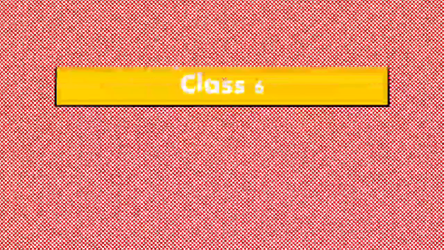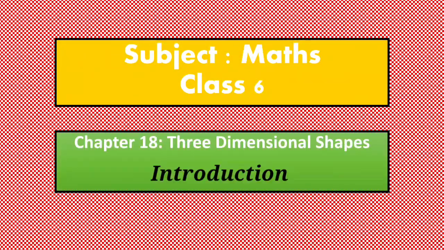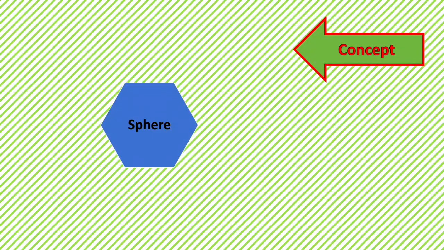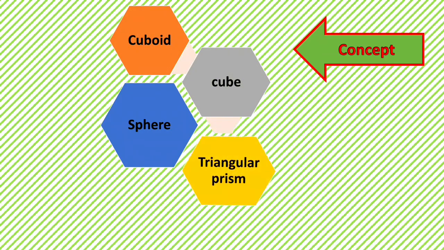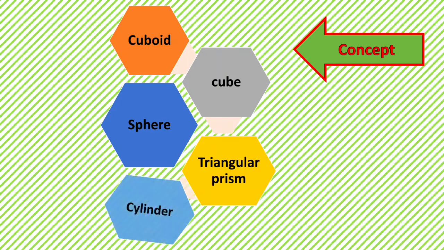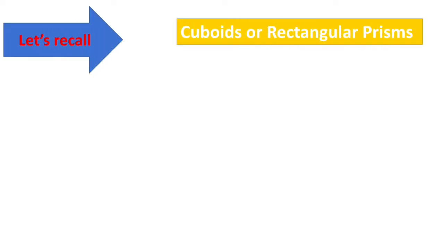Children, in today's video of class 6 Maths, we are going to study chapter number 18, three-dimensional shapes. In this chapter, we are going to learn sphere, cuboid, cube, triangular prism, cylinder, pyramid, and cone. Children, let's recall.